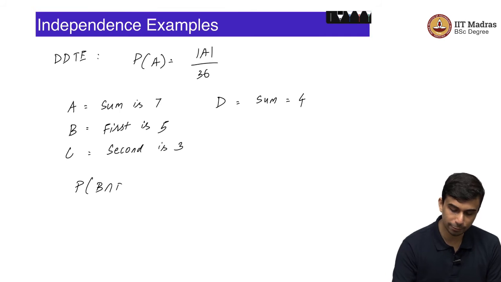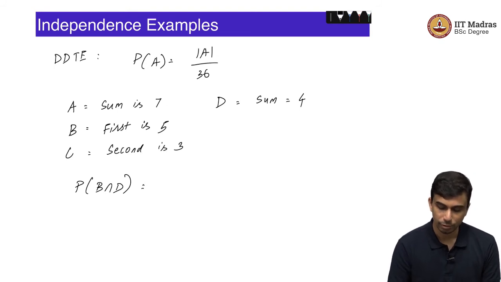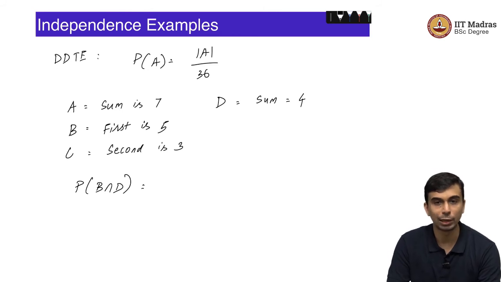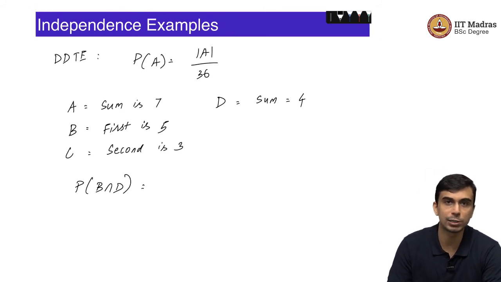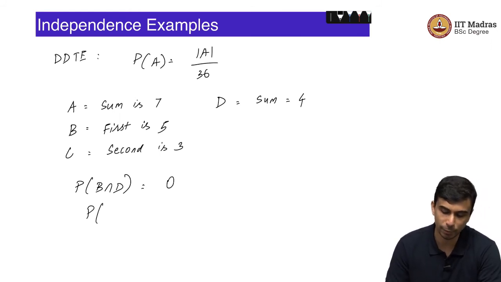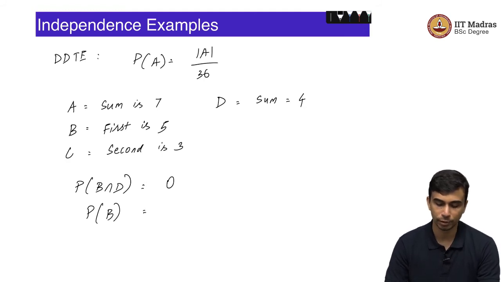What is the probability of B intersection D? This is the probability that the first is 5 but the sum is 4. Can you even think of such an event happening? What is the probability that the first is 5 and the sum is 4? Well, there are no such outcomes that you can think of. So it's actually a null set. So probability of B intersection D is actually equal to 0.